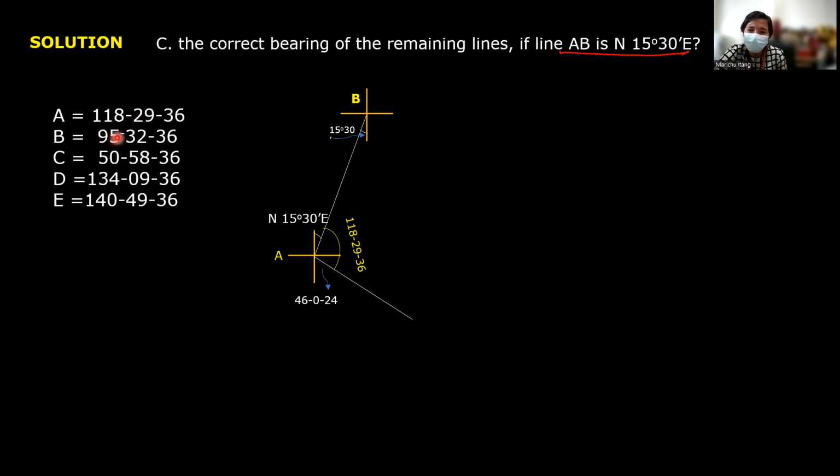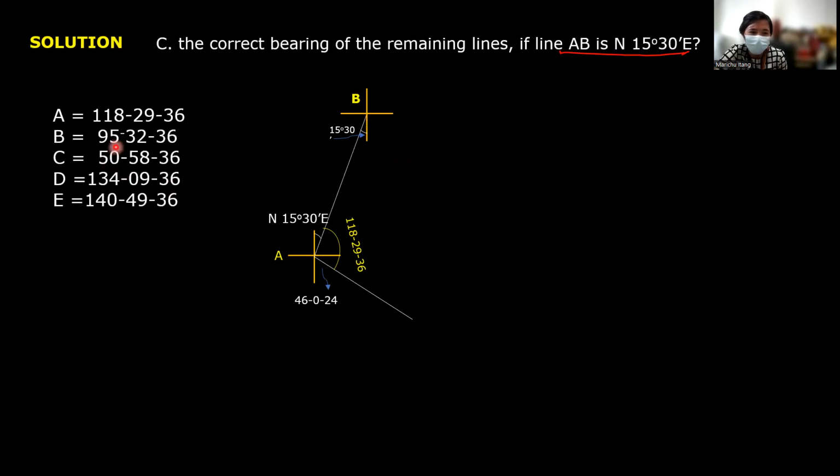So for B, we have 95 degrees, 32 minutes, and 36 seconds here. Since we already have 15 here, we will subtract 15. So from here, we count 95 degrees. Are we going to stop in this quadrant or go up to the next quadrant? No, only up to here, because we already have 15 degrees. So it stops only here.